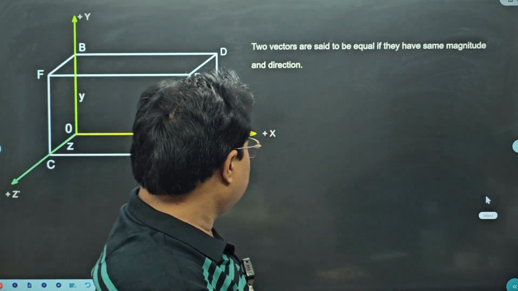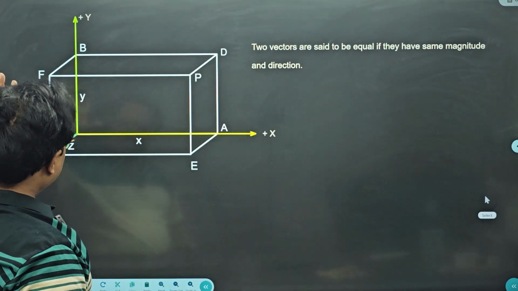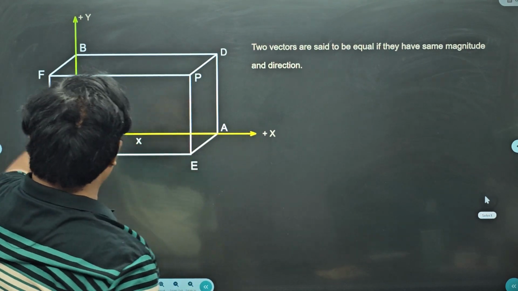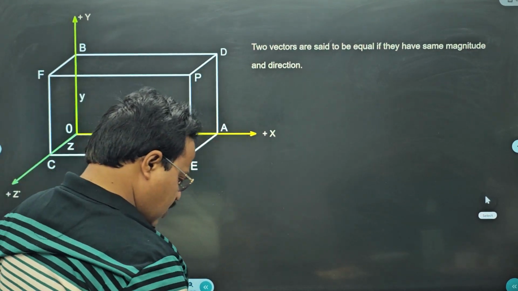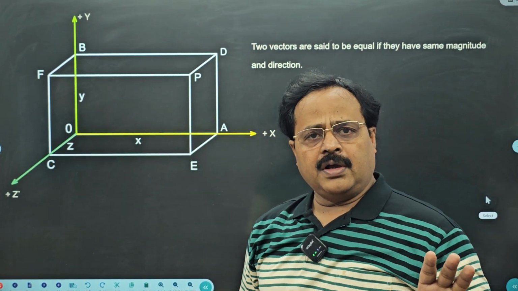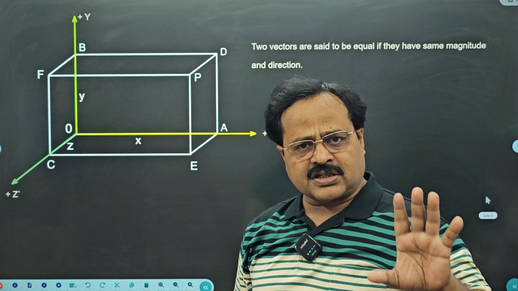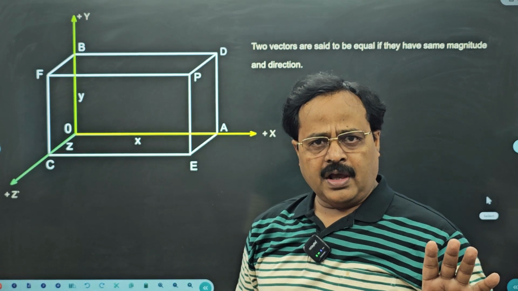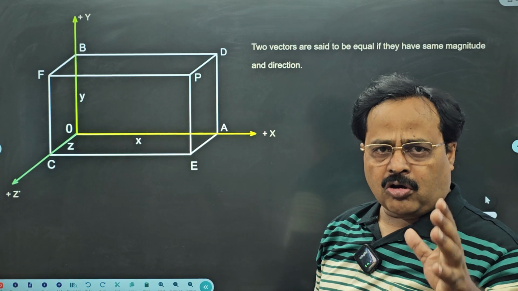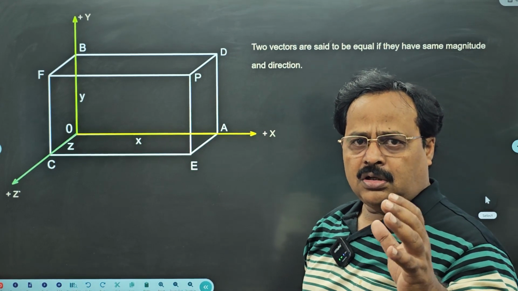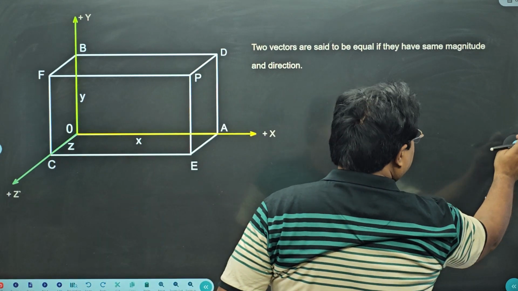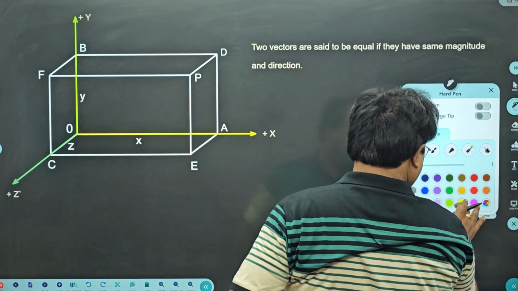Okay, my dear students, you see here. In this particular cuboid, this is the origin, this is the x-axis, this is the y-axis, this is the z-axis. As I had already discussed the unit vector concept in my first class on vector, having that thing in mind, we will write the vectors mathematically.